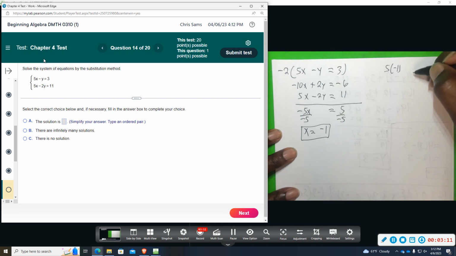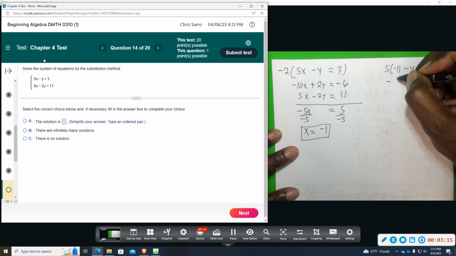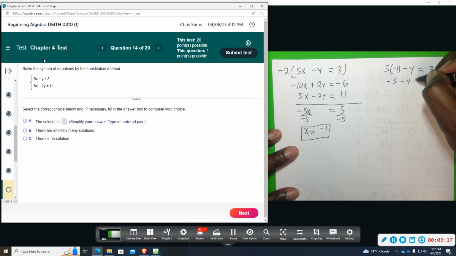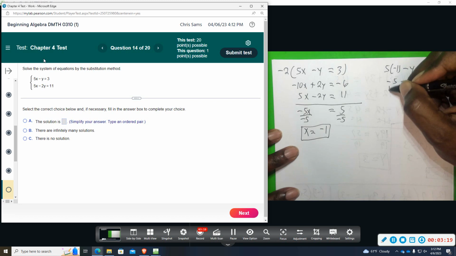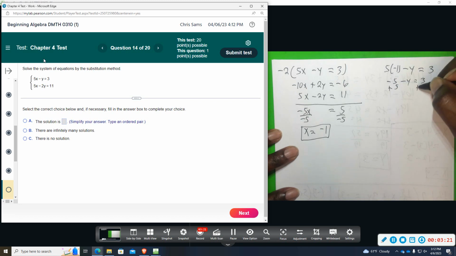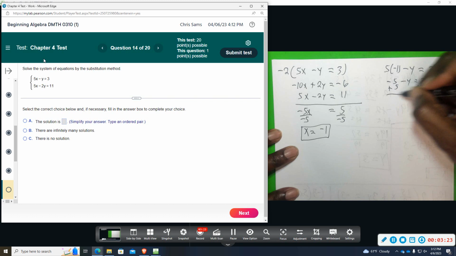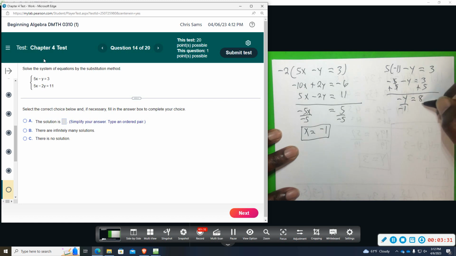5 times -1 minus y equals 3. -5 minus y equals 3, plus 5, gets eliminated. -y equals 8. Divide by -1 because the variable has to be positive. And that gives us y equals -8. So we get the ordered pair -1, -8.